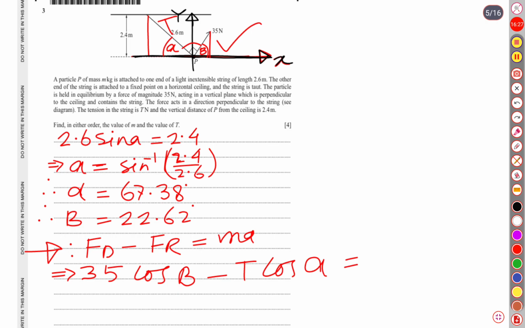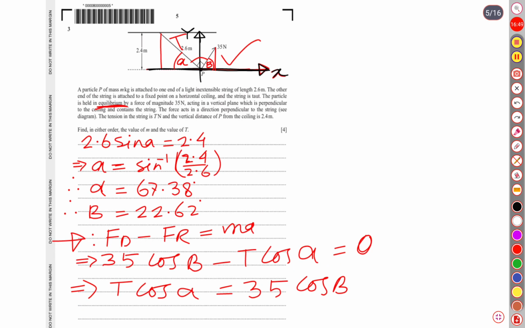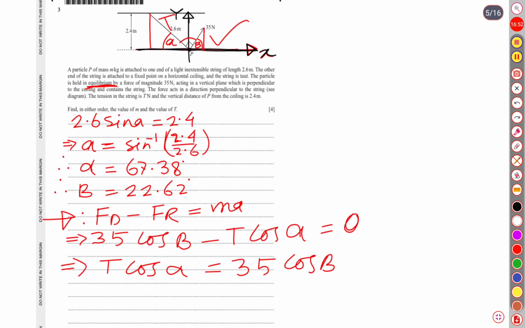Look at this, it is written here, the system is in equilibrium, so mass into acceleration is 0, or T cos alpha is equal to 35 cos beta. We require the tension in the string, so let us find tension.